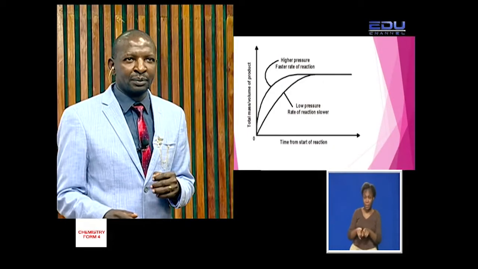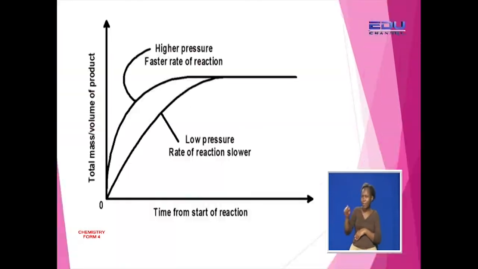Let's look at the rate curve, how when you vary the pressure, you can demonstrate the effect of pressure on rate of reaction using the curve. So you are able to have this curve here. We are plotting, for instance, the total mass or rather volume of product against time. If the pressure is high, at higher pressure as shown there, the reaction will be faster because the gas particles are able to collide more frequently. When you have low pressure, the rate of reaction is slower because the particles are far apart, and hence there are fewer chances of effective collisions.